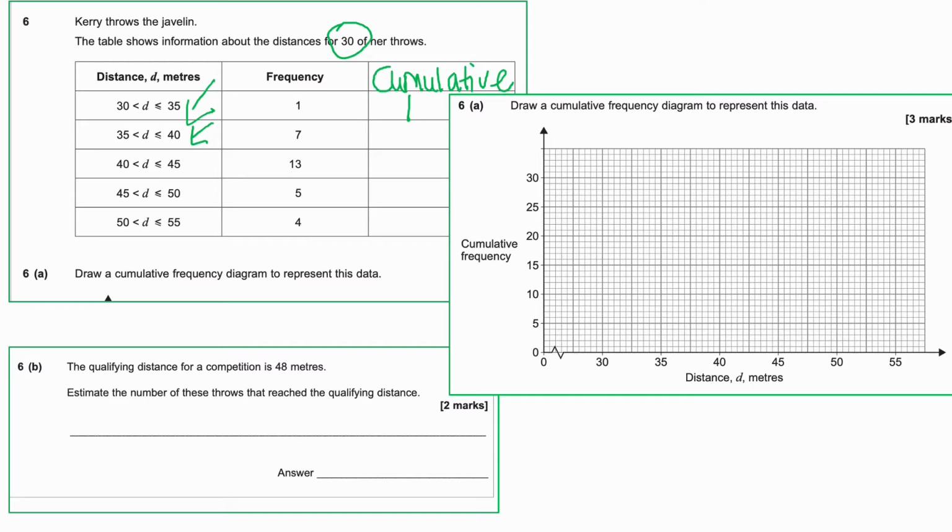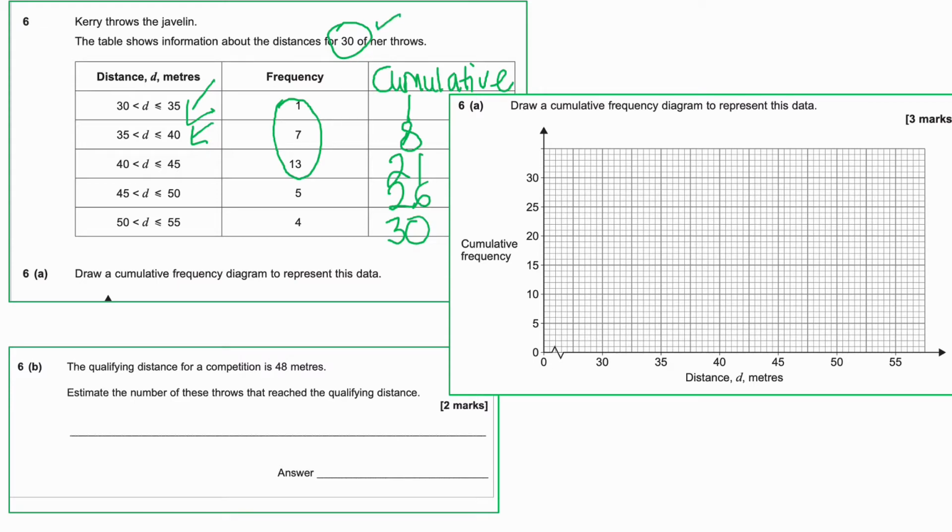So the way we start it, we have 1 in the first row, because only 1 throw is less than or equal to 35 metres. And then we are looking for how many throws are less than or equal to 40, and that is 1 plus 7, which is 8. And the next one, how many have we got that's less than or equal to 45? It's all of these 3 added together, 1 plus 7 plus 13, which is our 8 plus 13, or 21. And we carry on, just adding them up as we go. 21 plus 5 is 26. 26 plus 4 gives us 30. And that's what we were hoping to get to.